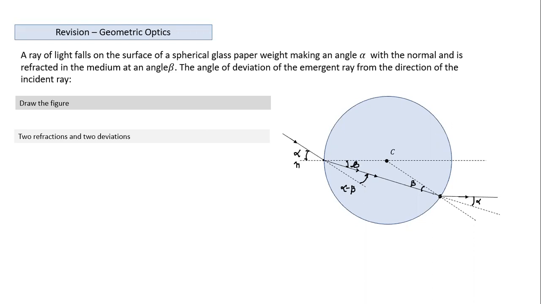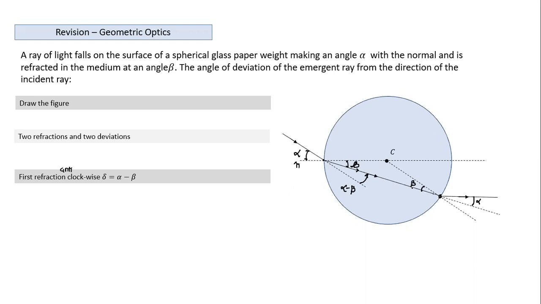So there are two refractions, and hence two deviations. The first refraction deviation is anti-clockwise. And what is the deviation angle delta here? This is equal to alpha minus beta.